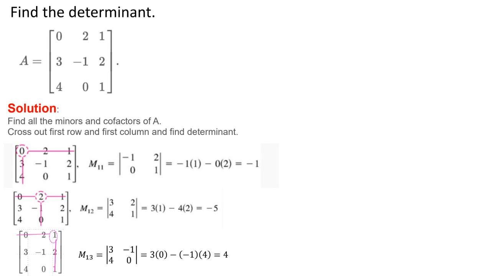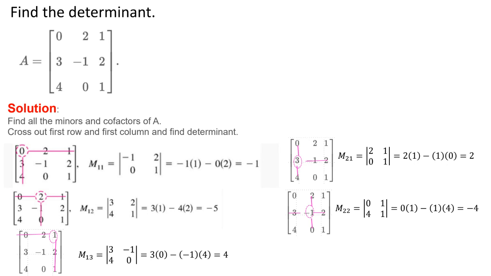Then we keep going. Next we cross out the third column, leaving us with these 4 digits: 3, -1, 4, and 0. So we find the determinant: 3 times 0 is 0, 4 times 1 is 4, so we end up with -4. Now we've finished with the first row and all the columns, so we go on to the second row. I crossed out the second row and the first column, so I'm left with 2, 1, 0, 1. The determinant for that is 2.